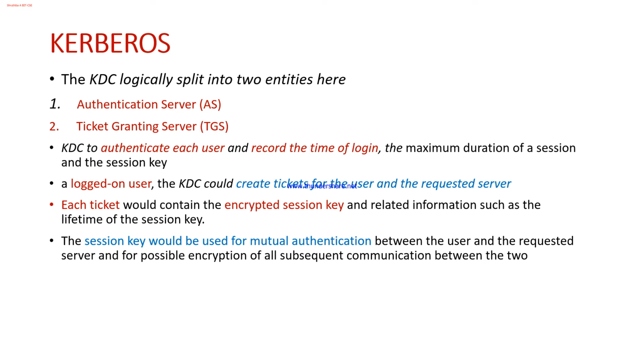I'll brief it up. We'll have the user first. The user will send a request to the authentication server, saying that it has to communicate with some respective server. The authentication server will look into whether the user is a valid one and whether he is an authorized person.